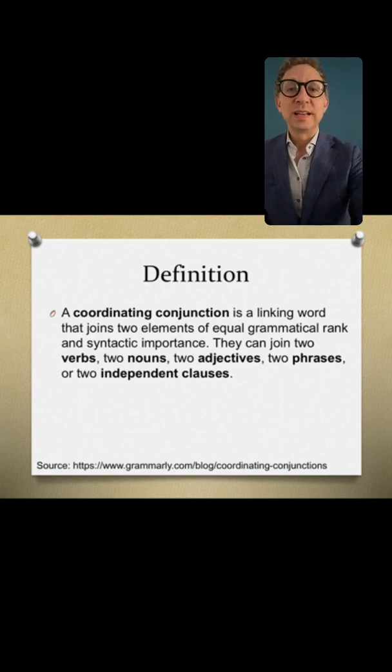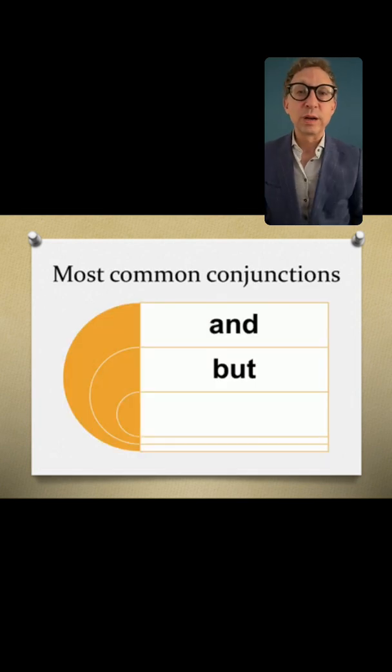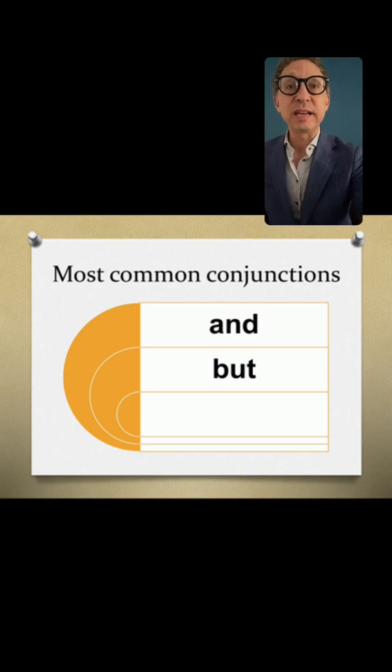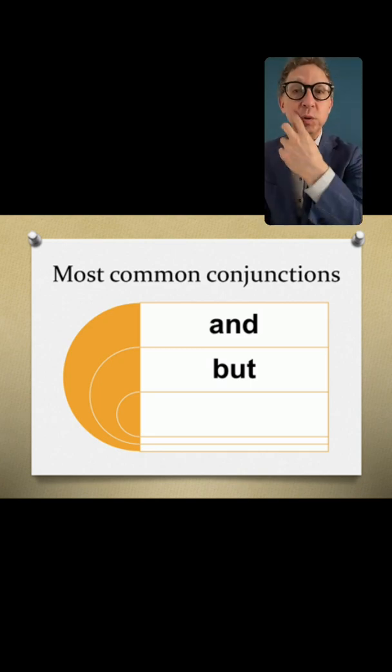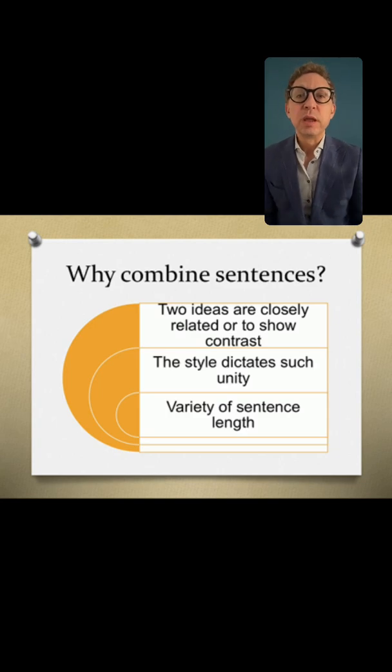All right, let's move on. Now that we've dealt with definitions, we're going to look at and and but and variations of those two conjunctions. Why do we combine sentences? I think we need to ask this question as a preliminary question. Why are we combining sentences or combining ideas? We combine them when two ideas are closely related, or in the case of but, when they show contrast.